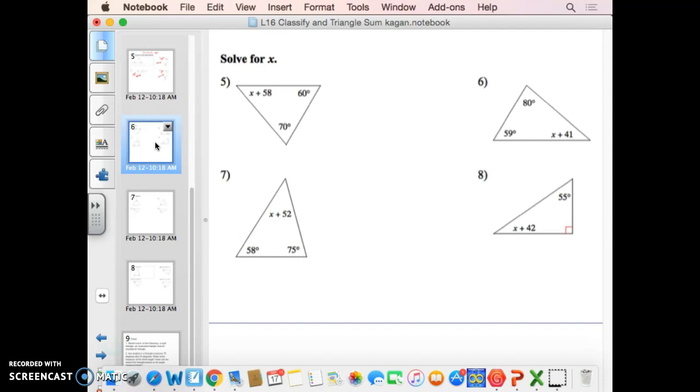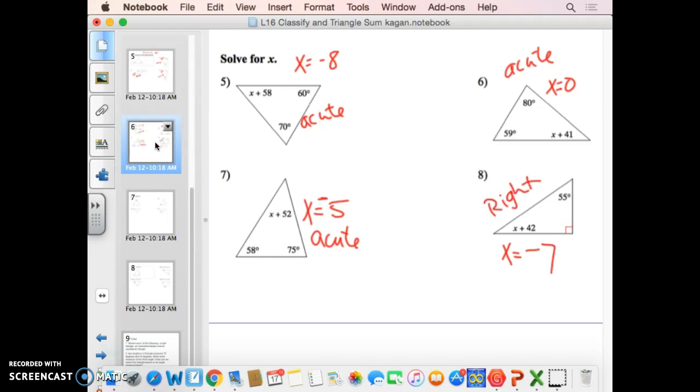All right, if you're checking your answers, we're still on page 3. This one we knew is x equals -8, and this is an acute triangle. This one is x equals 0. And of course, this is acute. And here we've got x equals -5. And again, we've got an acute triangle. And this one obviously is a right triangle. I know that just from looking at it. And x equals -7. And this is a right triangle because it's got at least one 90-degree angle.